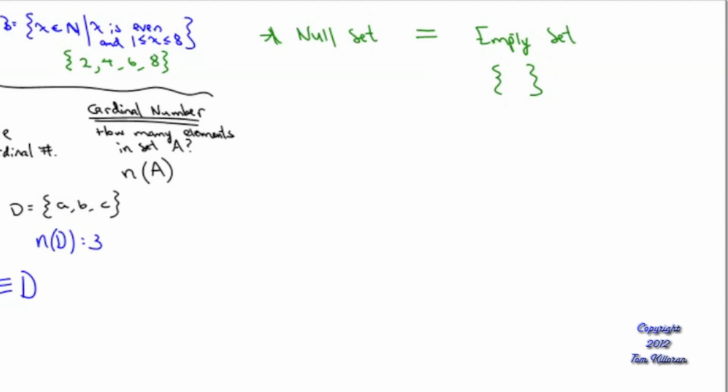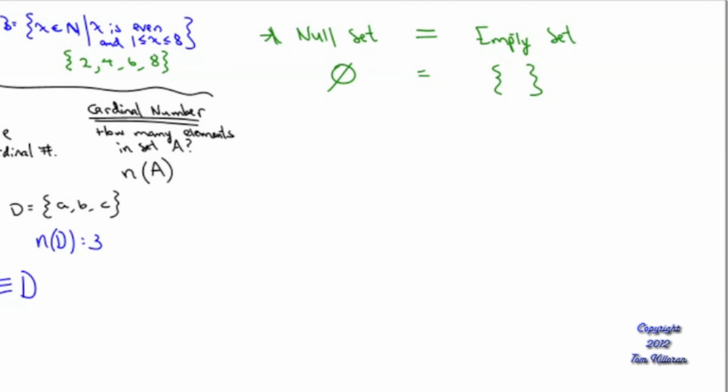Now, the null set, which is exactly the same as the empty set, is written this way. It's like the no smoking sign. There's not even a 0, is the way I think of that symbol. You have 0, and then you don't even write it. There's nothing. Absolutely nothing. And these two sets are equal.